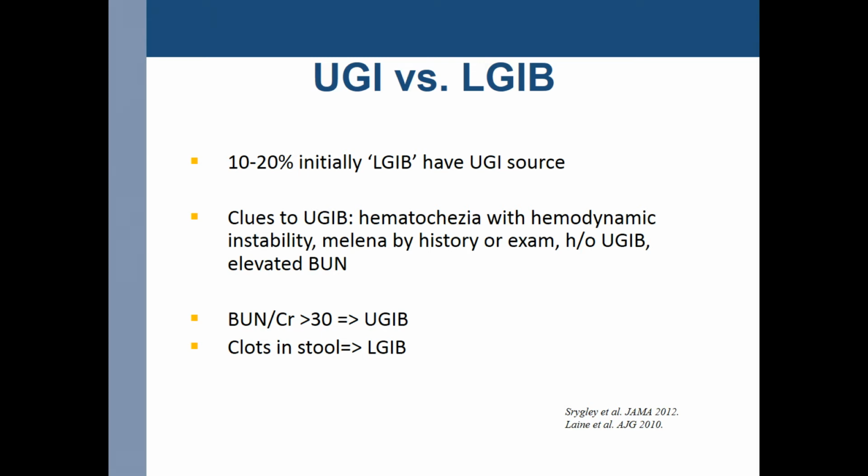Another clue to upper GI bleed, of course, includes melena, whether by history or on your rectal exam, or if the patient has had a history of upper GI bleed before. And of course, it's important to pay attention to the BUN, because if that is elevated in somebody, that can imply an upper GI source. And in fact, if the ratio between BUN to creatinine is greater than 30, this implies that the patient has an upper GI bleed. If the patient has clots in their stool, this implies a lower GI source.